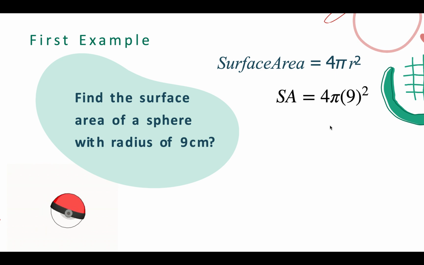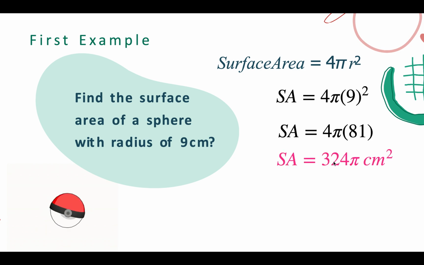So the second step is to square first 9. Follow the PEMDAS rule. As we square 9, we multiply 9 by itself. So that will be 9 times 9, which is 81. After that, that's the time that we will multiply it by 4. So that will be 324 pi centimeters squared. Okay?